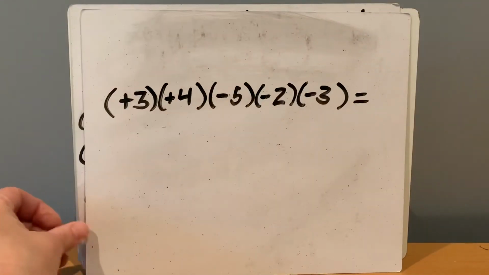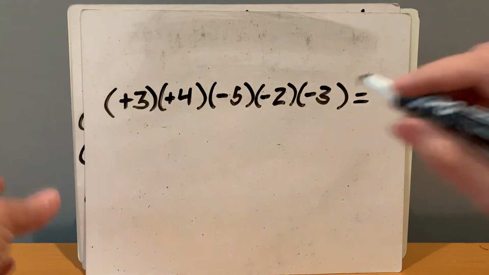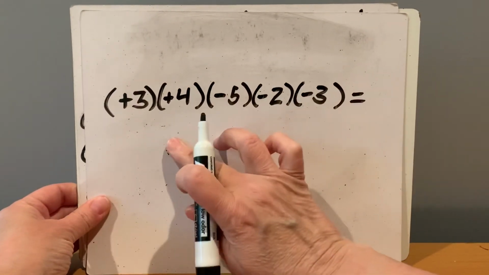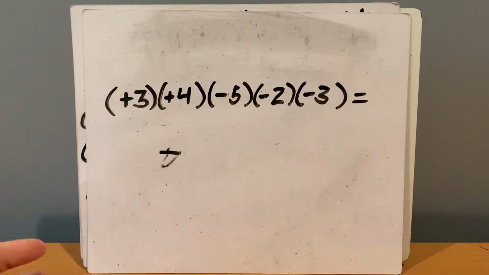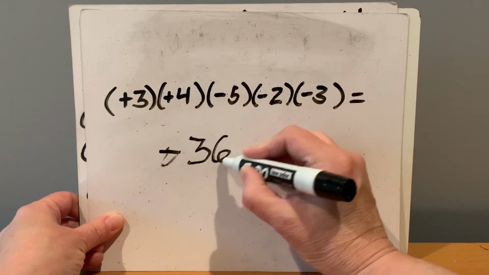So if we look at this problem, and we say find the product, we look at that and there are 3 negative factors. So the first thing we know is the product is going to be a negative. Now we can just go ahead and multiply straight across. 3 times 4 is 12. 12 times 5 is 60. 60 times 2 is 120. 120 times 3 is 360. So we have -360.